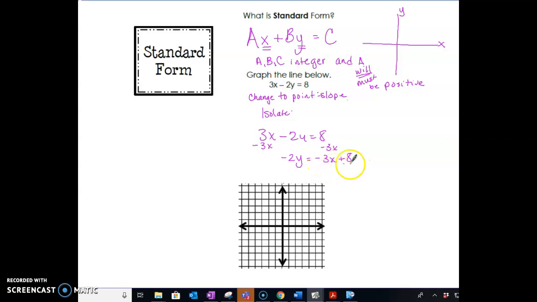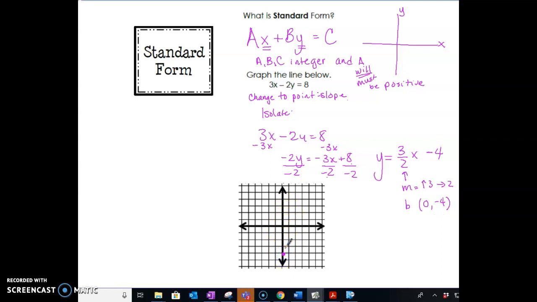Finally, standard form. The standard form of a line is written like A, which is a number, times x, plus B, y, equals C. You can still see x and y are in this equation. That means that x and y are on a coordinate plane and they change. A, B, and C are just integers, so there's not a fraction, and A must be positive if it's written in this form.